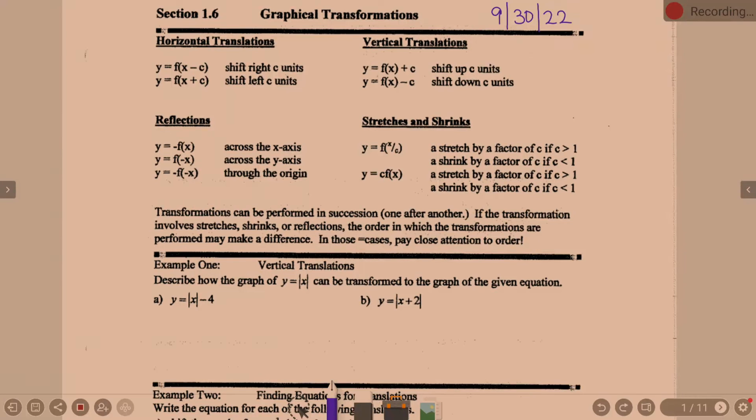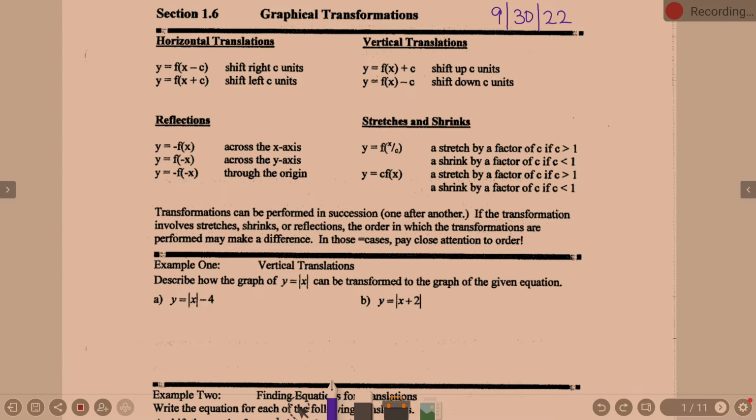And Lesson 1.6. We are doing graphical transformations. That's the official title of this lesson. Transformations. We did this in Algebra 2. In Algebra 2, you had a list that kind of had all of these pieces on it. This year I expect you to know a little bit more, but we're going to go through and talk about them, and then we're going to use these.